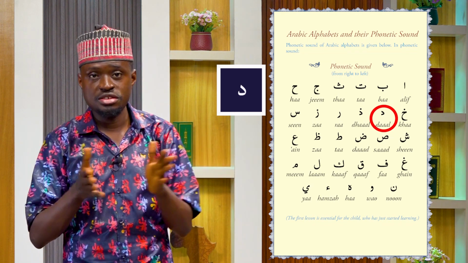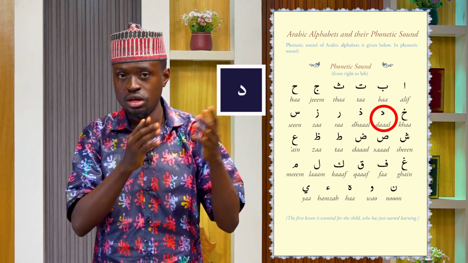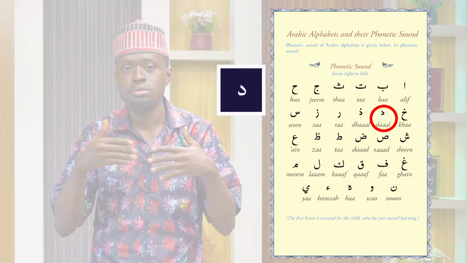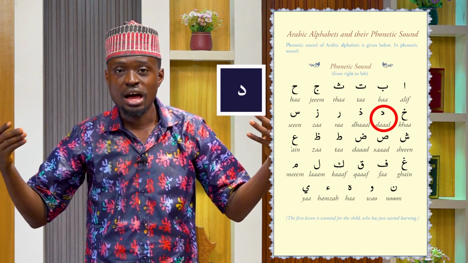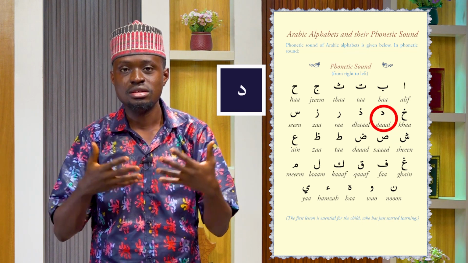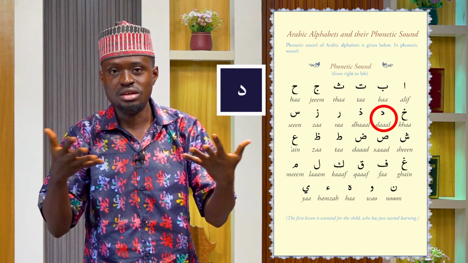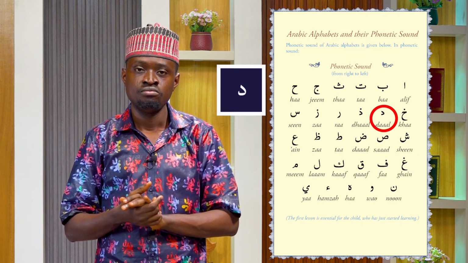Now, the next alphabet after kho is dal, dal, dal. This is pretty much easy to pronounce because we have the equivalent of that D sound in English. We have it also in major African languages, so probably we'll be able to pronounce it correctly. Just the D sound. Dal, dal, dal.